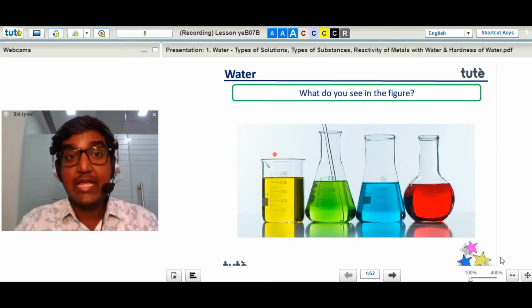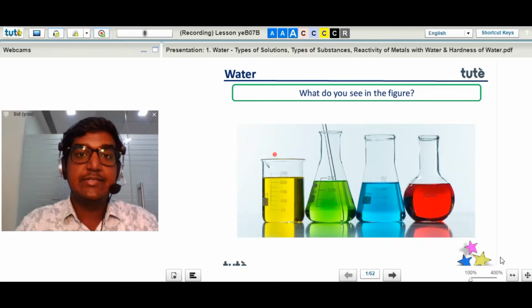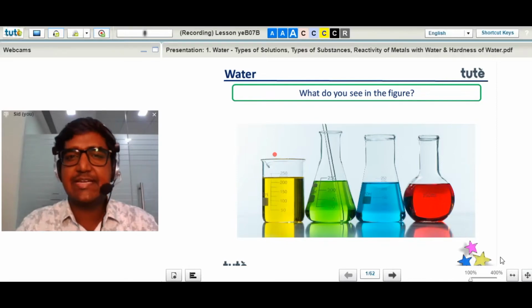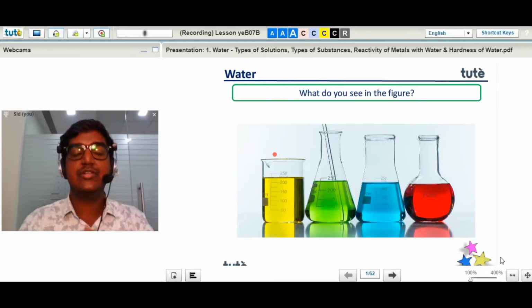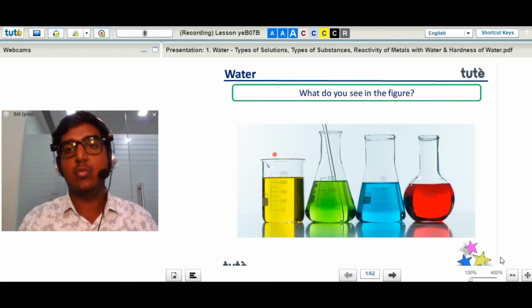Good morning. Today's chemistry lesson, we're going to talk about water: the different types of solutions, the types of substances, reactivity of metals with water, and the hardness of water. These are the different topics that we're going to consider in this chapter, water.